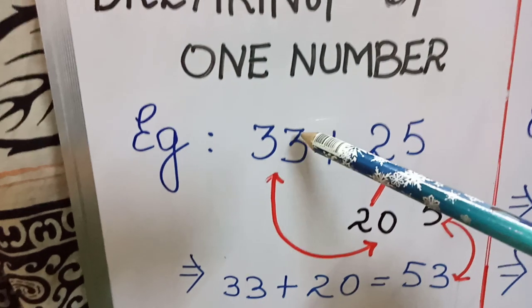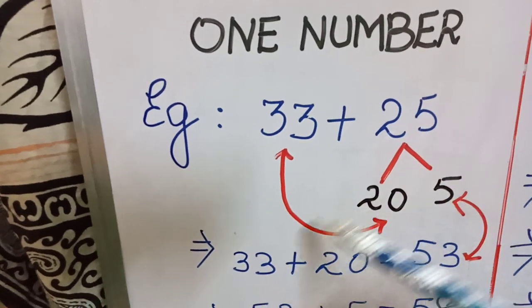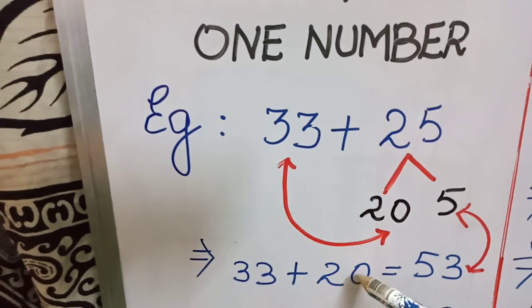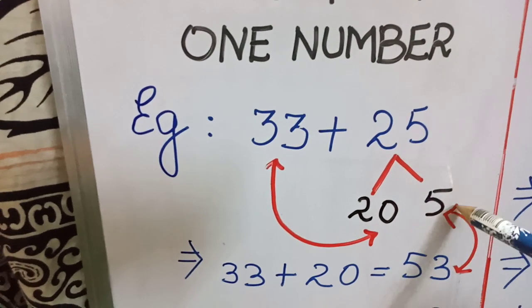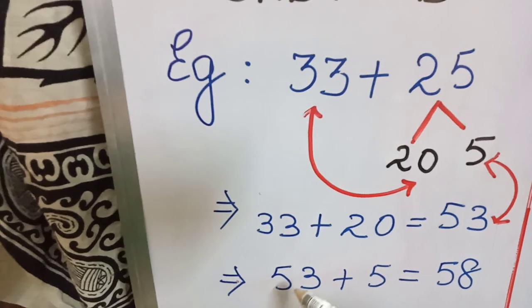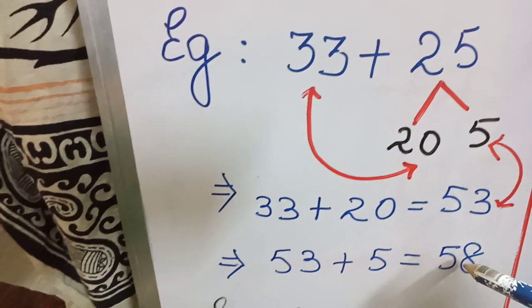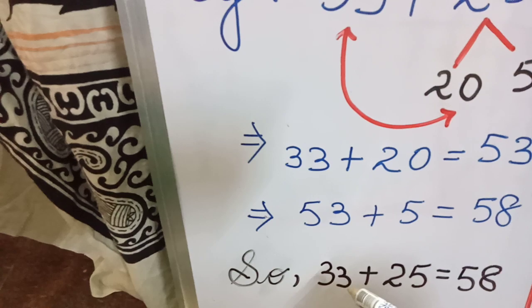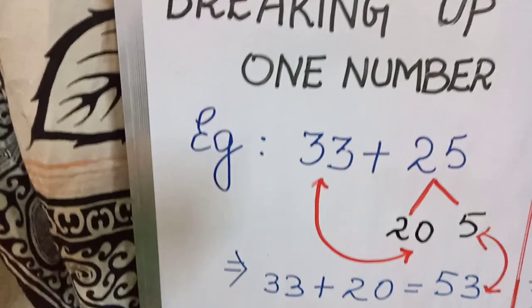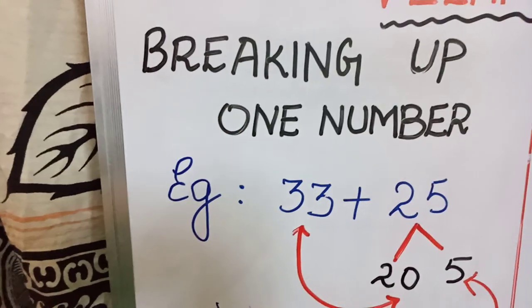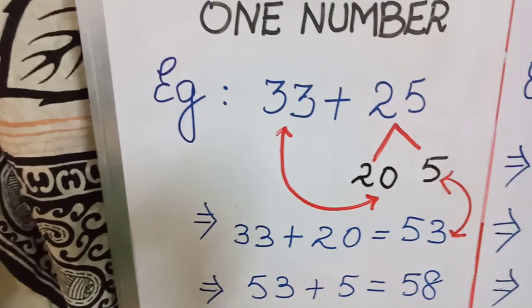First, we need to group up 33 with 20. So 33 plus 20 gives you 53. Now, grouping up 53 and 5, we have 53 plus 5 gives you 58. So, 33 plus 25 gives you 58. And this is the procedure we follow in breaking up only one number.